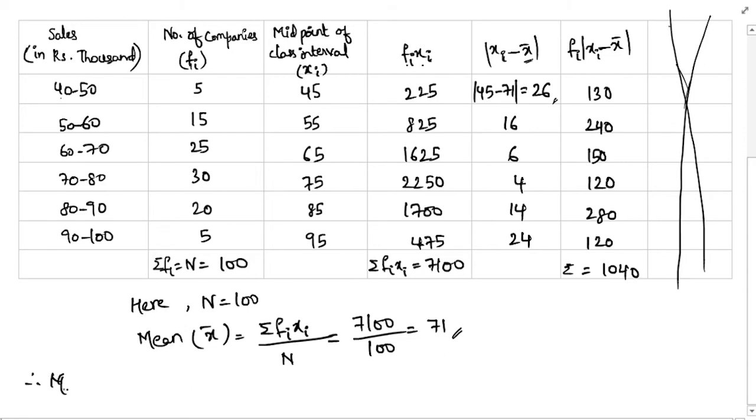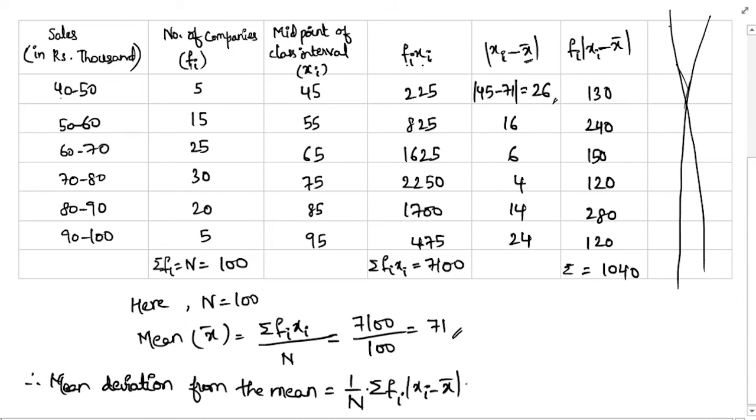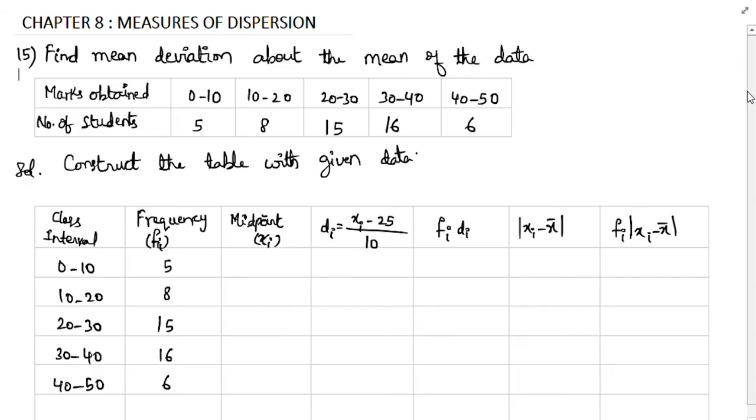So the mean deviation from the mean is equal to, the formula is 1 by n into summation of fi into modulus of xi minus x bar, which is equal to 1 by 100 into 1040. That is equal to 10.4. Now the 15th one: find mean deviation about the mean of the data.